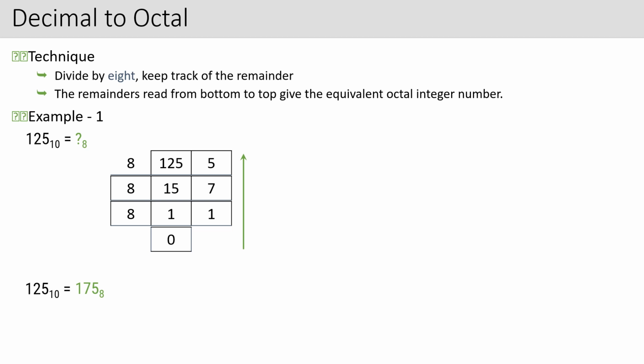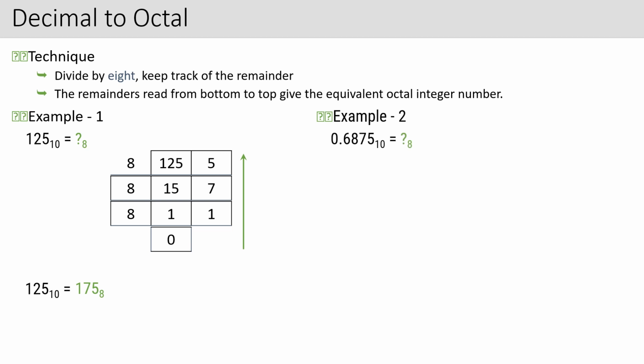Remember, here the process is the same. When you convert decimal to binary, divide by 2. When you convert decimal to octal, divide by 8. Simple.